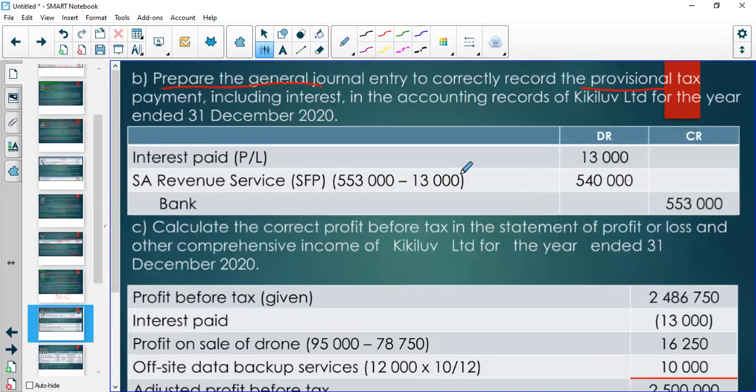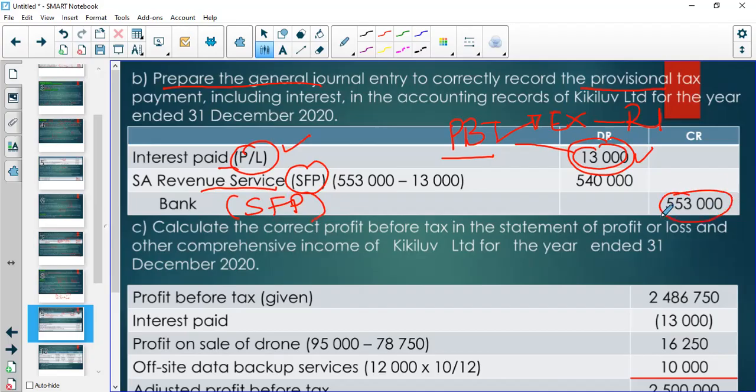So if we're going to do that, interest paid is going to be debited to the profit or loss. So always pay attention, because sometimes the examiners like including the penalties within the provisional payment. So you need to exclude it. Once you exclude it here, you also need to correct the profit before tax, because this item has been omitted. And once you correct that, you remember that it's also an exempt difference and also a reconciling item. So this is now going to be our payment to SARS in the statement of financial position. This also is in the statement of financial position. This is the bank.